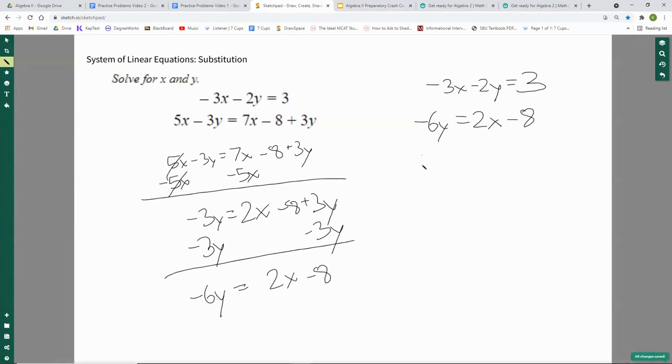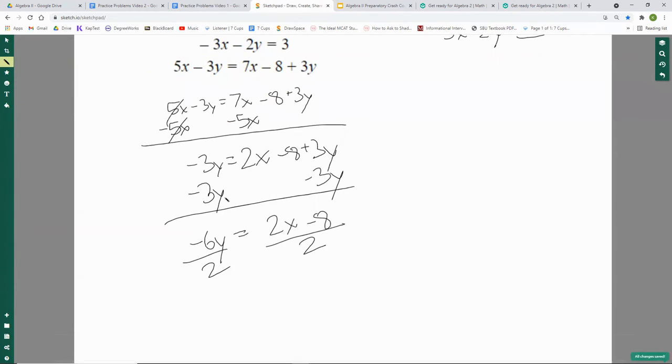So we can actually simplify this even more because the coefficients, or factors, are all divisible by 2. So what we can do is divide the right side by 2 and also divide the left side by 2 to keep it equal. By doing so, we get x minus 4, and then we get a minus 3y.